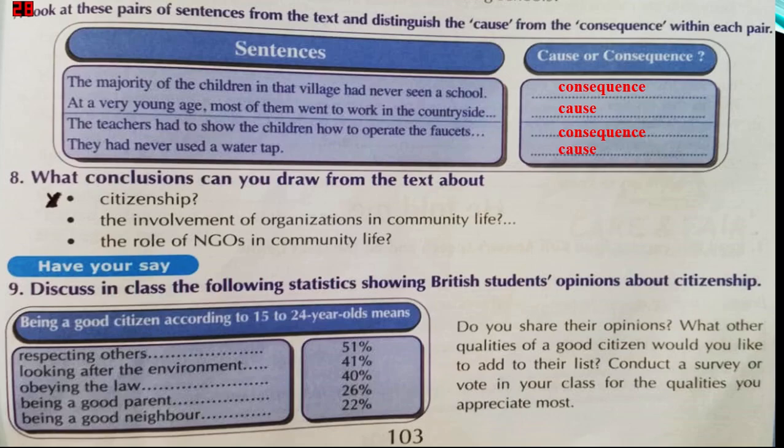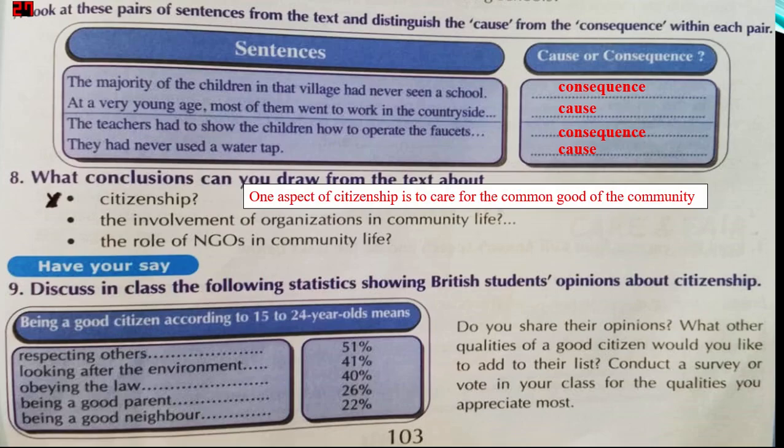What conclusions can you draw from the text about citizenship? So, one aspect of citizenship is to care for the common good of the community.